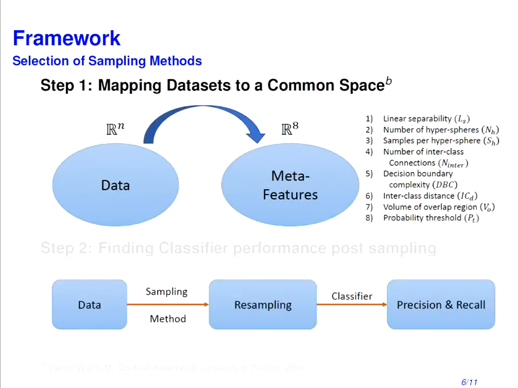Here is what we do. Since all the datasets do not have the same number of features and samples, we first characterize them using a common set of meta features. That is, we map any given dataset to a meta feature space of 8 dimensions. So we have 8 meta features. We found that these features do a good job in capturing the characteristics of an imbalanced dataset. They are listed here and you may refer to them for more details.